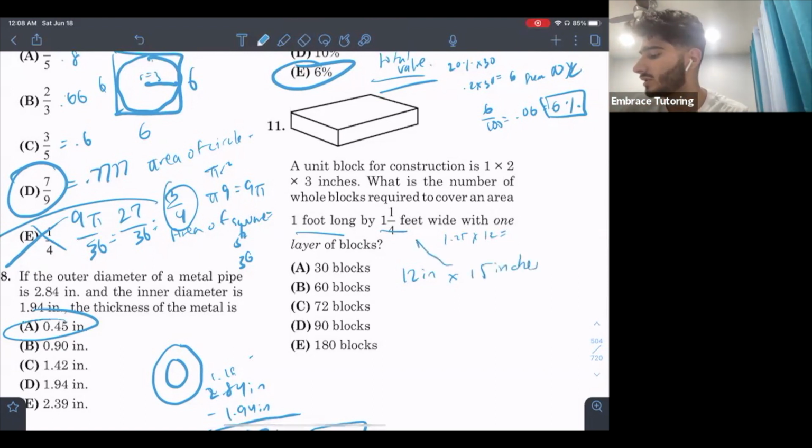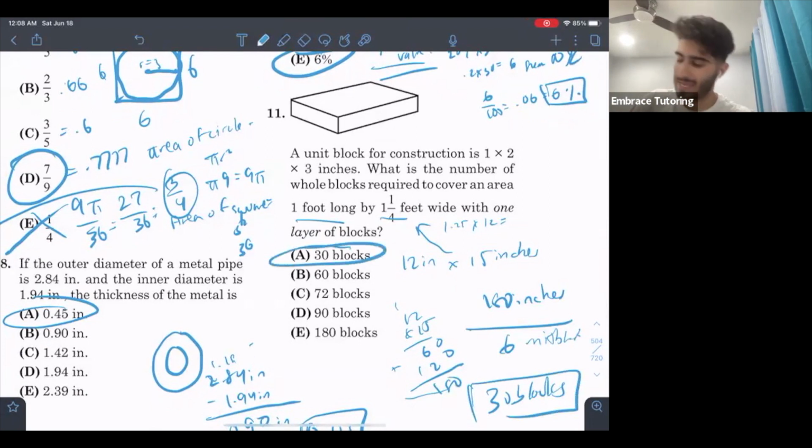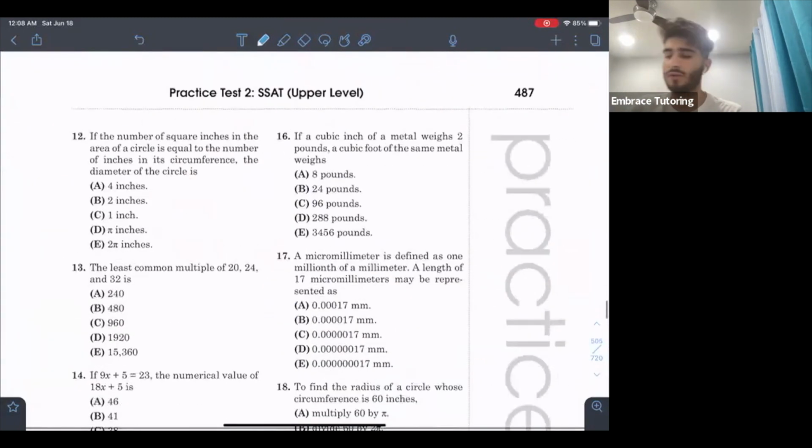This is 15 inches. So 12 times 15 is, if you do the math, 180. So 180 square inches. And then if you divide it by the 1 times 2 times 3, which is 6, you should get 30 blocks, because that's the unit block. You should get 30 blocks. Choice A. So just making sure you understand the question and setting it up properly, and you'll get the right answer if the arithmetic is correct.